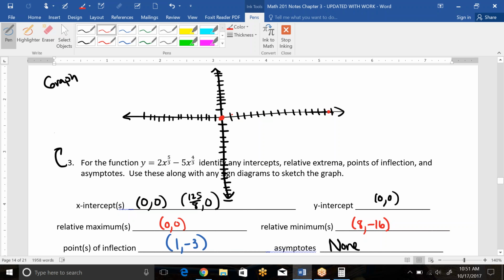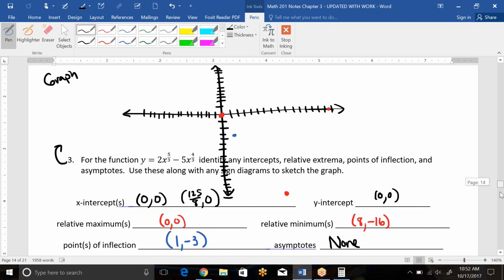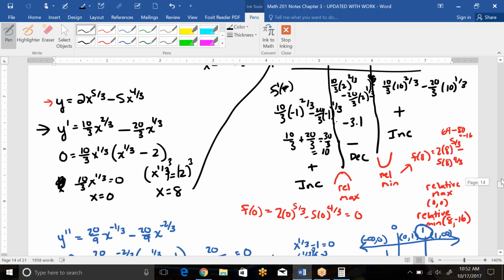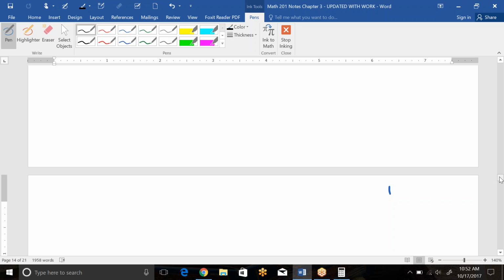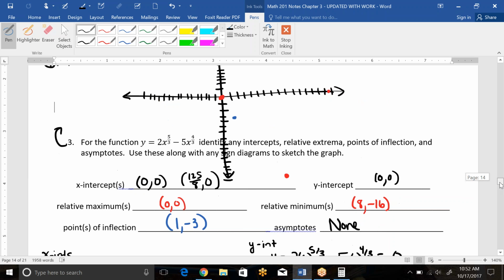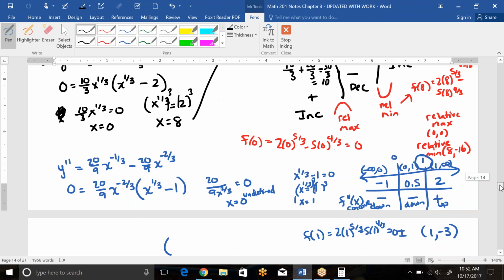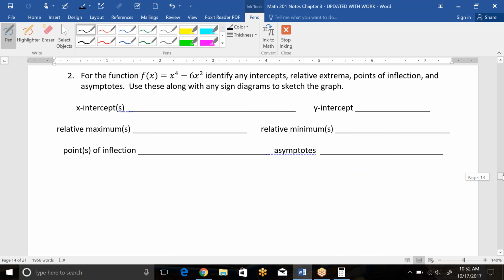8, negative 16. So 1, 2, 3, 4, 5, 6, 7, 8, and then I went all the way down to 16. That was my relative minimum. My point of inflection was at 1, negative 3. Remember, that's where I changed my concavity. And remember from our information, if you looked at your critical values, which were our maxes and mins, it tells you when you're increasing or decreasing. We were increasing and then decreasing and then increasing between our maxes and mins.